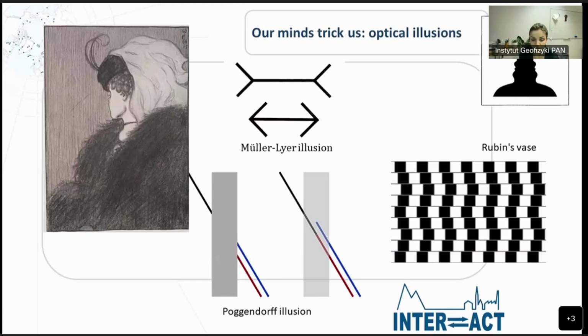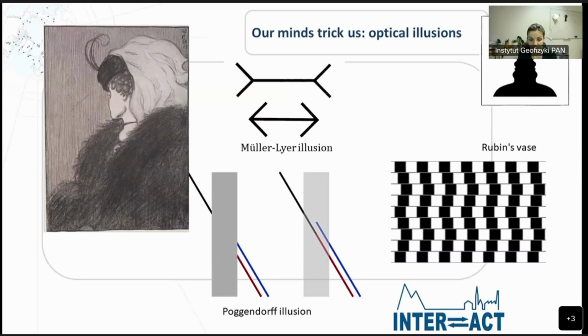What else? A very famous Miller-Lyer illusion. So it's sort of a riddle that is quite frequently asked. Which of the lines is longer, the one above or the one below? And actually their length is exactly the same, but because of those arrows, our brain tends to think that the one above is longer than the one below.